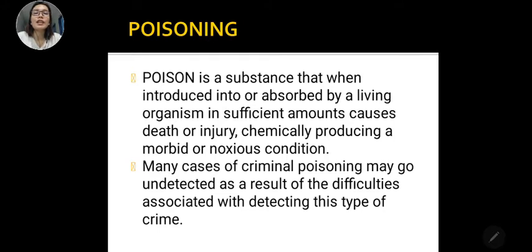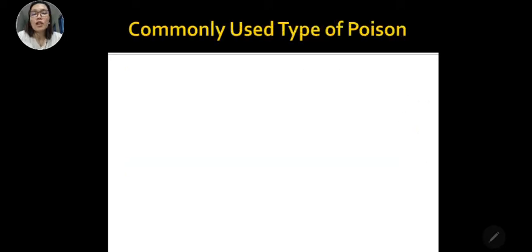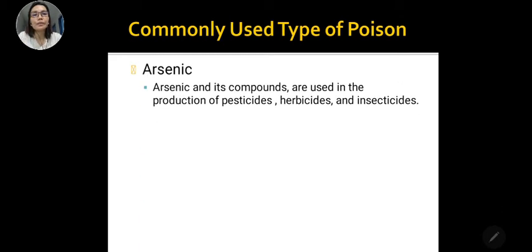So, hindi natin malalaman na poisoning pala yung kaso because akala natin natural death lang. So, unless mag-conduct ng autopsy and then toxicology examination, doon lang natin malalaman just in case na poisoning pala yung reason or cause of death. So, what are the commonly used types of poison? We have arsenic, yung katulad ng ginamit ni Madame Lafarge doon sa asawa niyang si Charles.